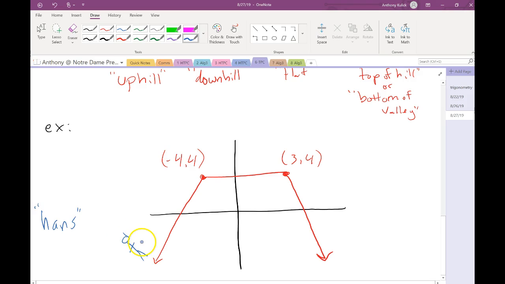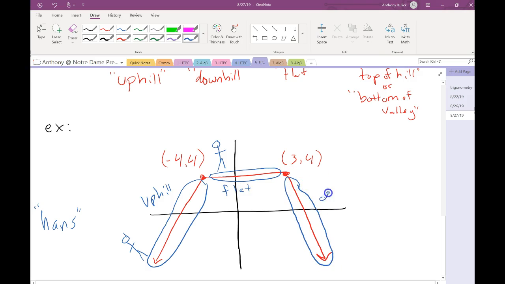So he starts off on this left arrow, and he walks uphill all the way to -4. Everybody agree with that? So this section here, he'll be walking uphill. Once he gets to this section is flat. And then when he gets to this section, he's going downhill again. Everybody agree with Hans's trip there along our graph?